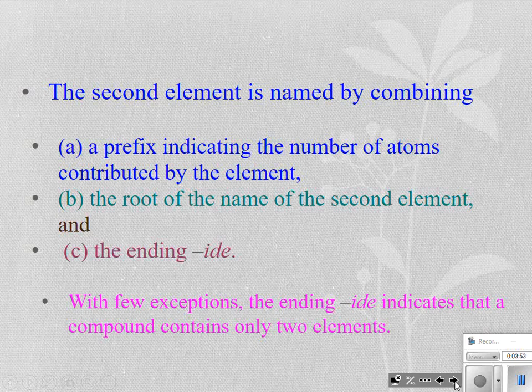So, with few exceptions, and there are a few of them, if something ends in IDE, it indicates that it's binary, that it has 2 elements. So, if you get that thinking, for the most part, that's right. There's a couple of polyatomics that end in IDE, so it's not totally correct, but for the most part, yeah, that is correct. Okay? So prefix, root of the word, IDE.